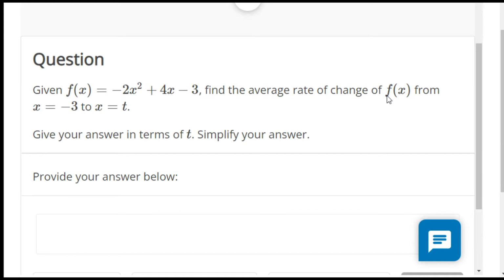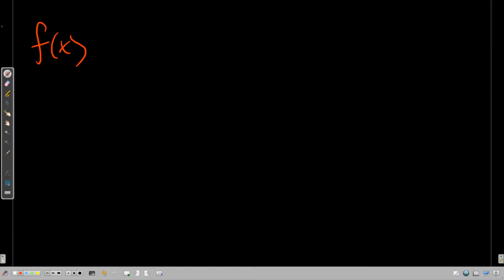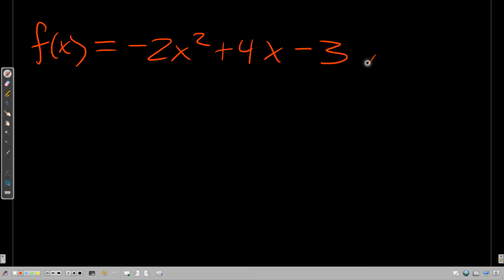Okay, let's do it. Given this function, find the average rate of change of that function on this interval from -3 to t. So this is my function, -2x squared plus 4x minus 3. And I would like to know about its average rate of change on the interval from -3 to t.